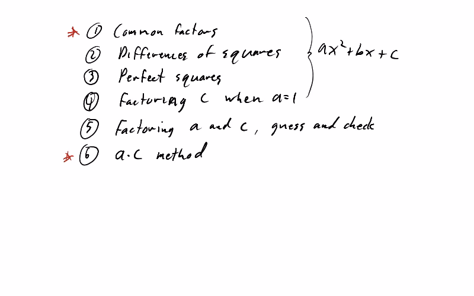So now let's start at the beginning and look at examples of each, so we start to recognize when to use which method. So here we go. Let's start with common factors. A good example of this might be if I had something like 3x squared minus 18x plus 27.